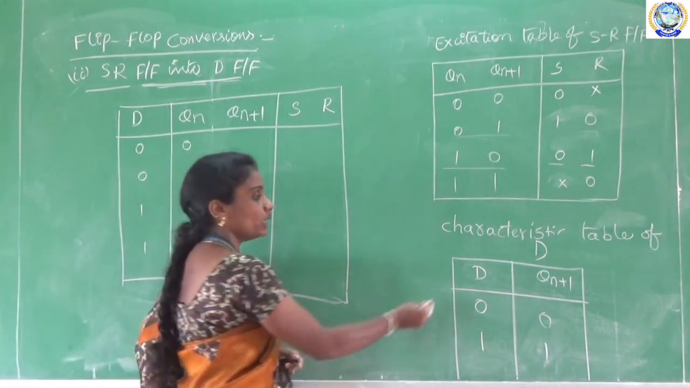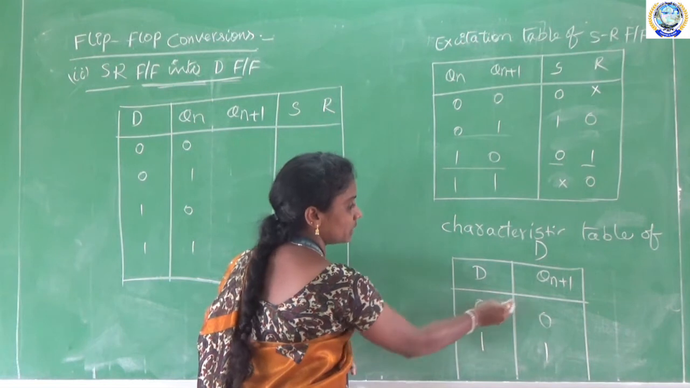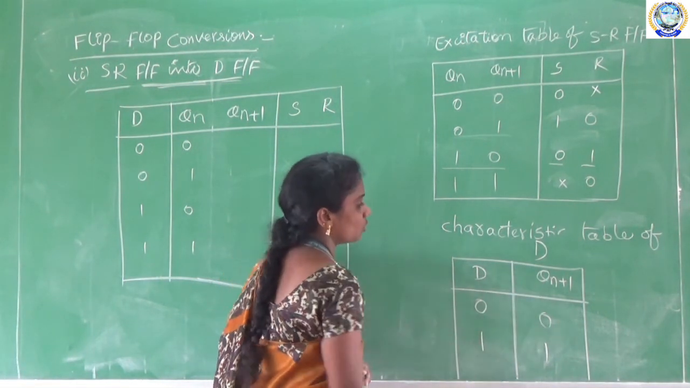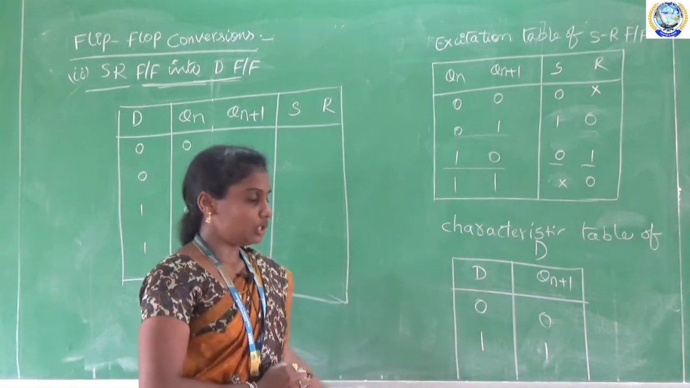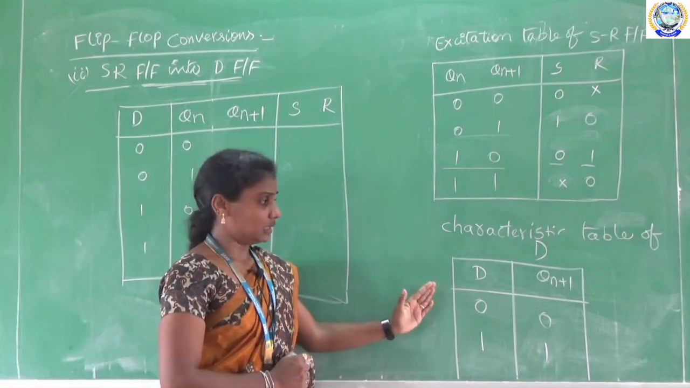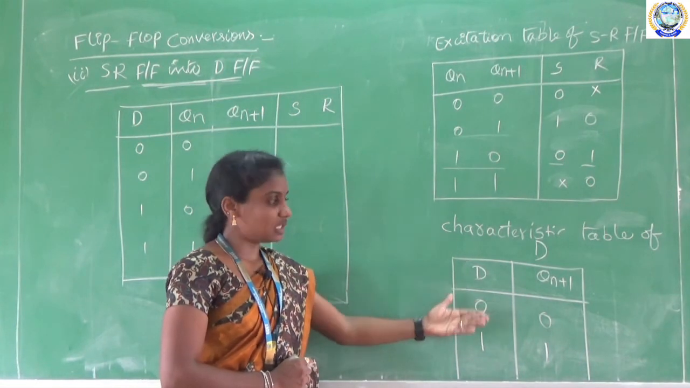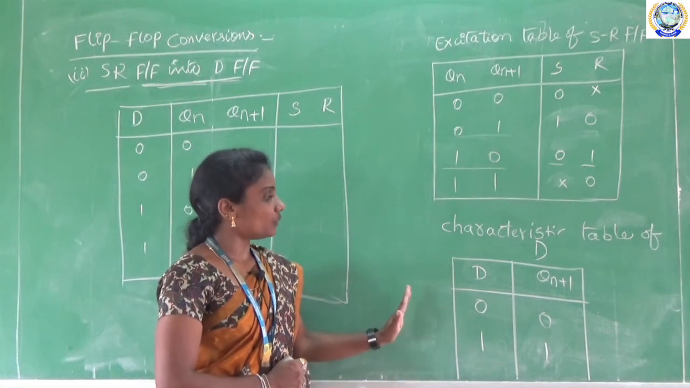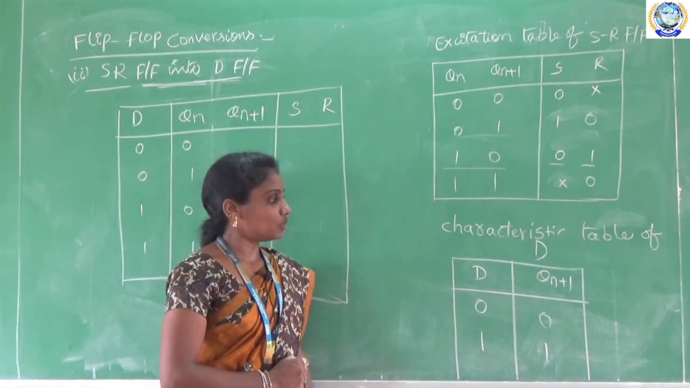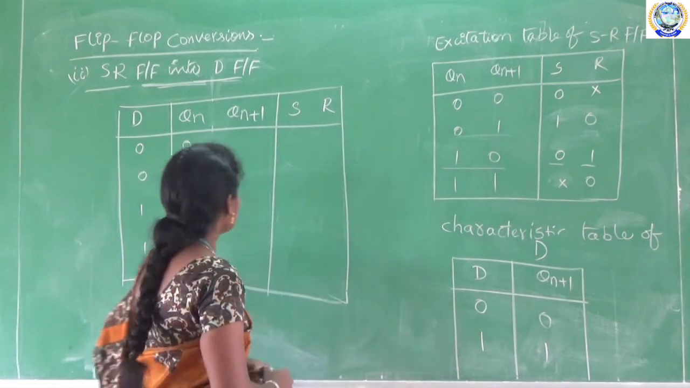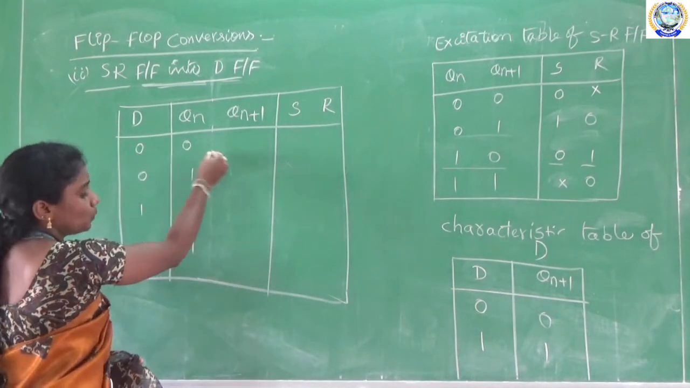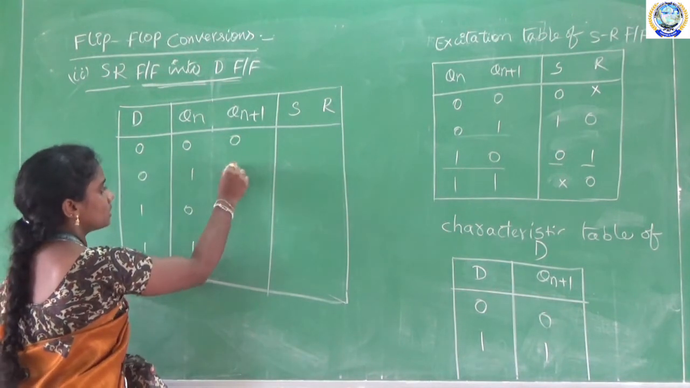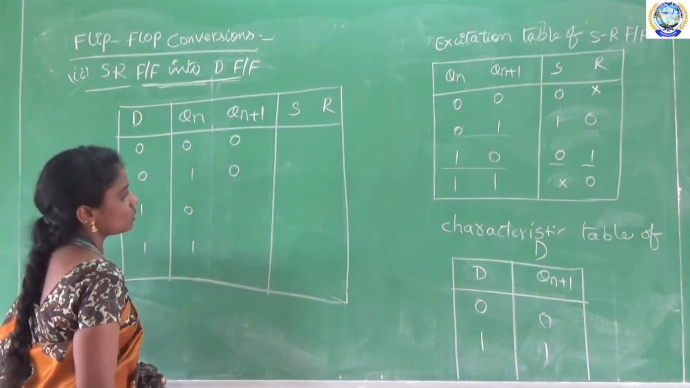First check when D equal to 0, what is the next state here? Qn plus 1, it is 0. When D equal to 1, Qn plus 1 equal to 1. That means whatever input we are considering at D will be transmitted to the next state, that is 0 or 1. So that's why we define the D flip-flop as a transfer flip-flop. So when D equal to 0, Qn plus 1 is also 0 in both conditions. When D equal to 1, Qn plus 1 equal to 1.